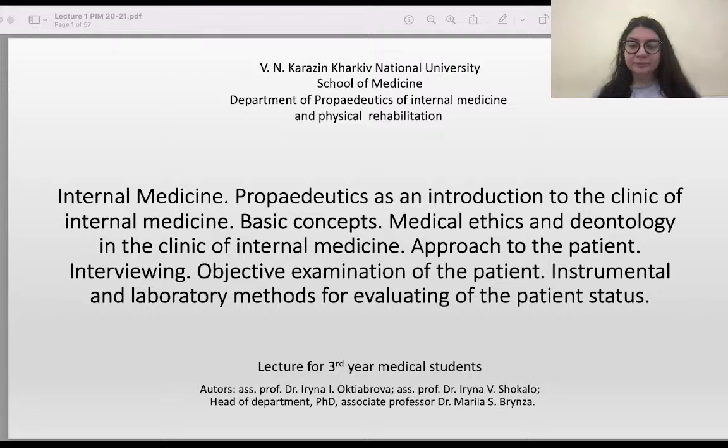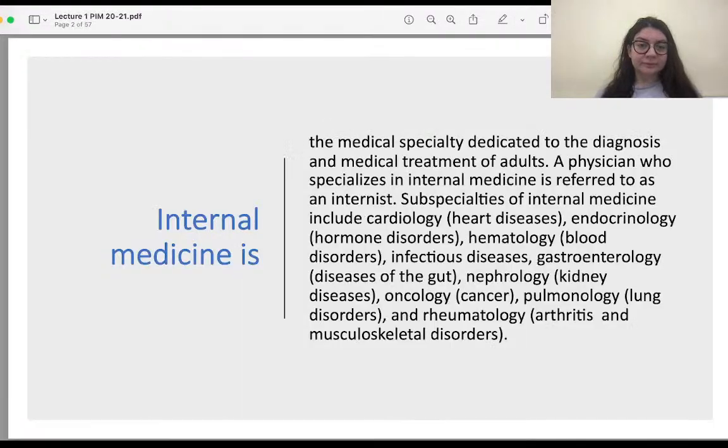Let's start our today's work. First of all, let's give a definition of what internal medicine is. Internal medicine is a medical specialty dedicated to the diagnosis and medical treatment of adults. A physician who specializes in internal medicine is referred to as an internist.